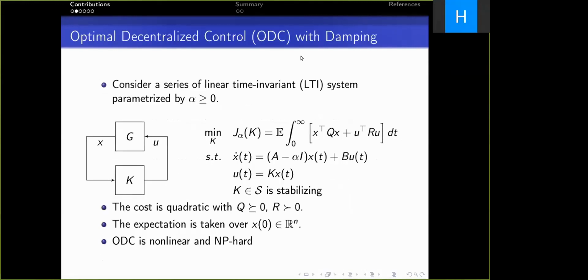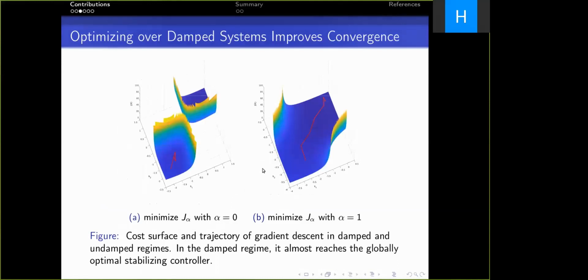Damping is defined by varying the A matrix of an LTI system by minus alpha I. Here, alpha is a parameter that controls the amount of damping, and the parameterized cost J alpha is quadratic. We showed that gradually varying alpha improves the landscape of the cost function J alpha. As this slide shows, even though the problem is non-convex, by optimizing over J alpha with a positive alpha, there is a hope of arriving at a better locally optimal controller.